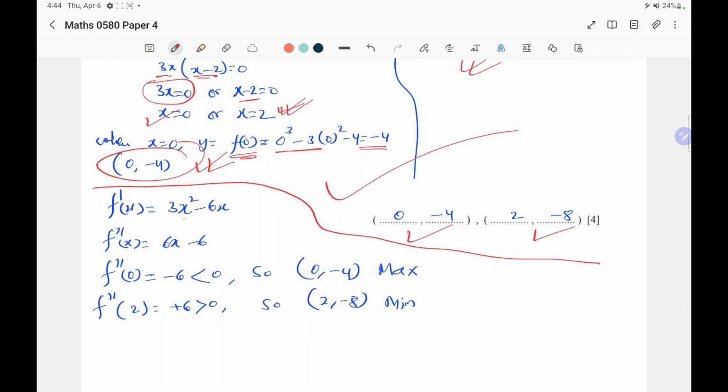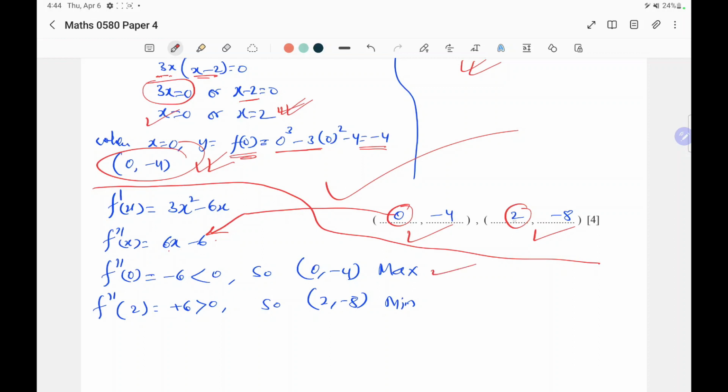Just differentiate once again. Find f''(x), which is 6x, and the minus 6 differentiation is minus 6. And then we have to put x equals 0 or x equals 2. So just put x equals 0 here. So 6 times 0 minus 6, that's negative. So f''(0) is negative. When the second derivative is negative, then you can consider 0 comma minus 4 is for max.